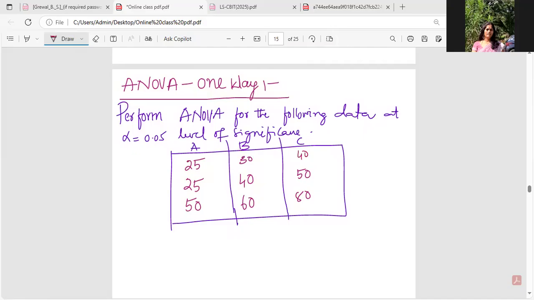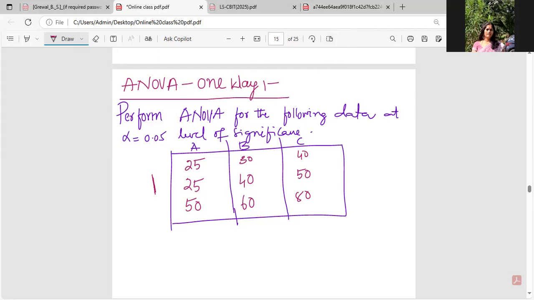Okay, let's see an example on ANOVA One Way. You are being given directly the question: perform ANOVA for the following data at alpha equal to 0.05 level of significance. Some values A, B, C are being given, and nothing else is given. If something like analyst and machine is given, then it goes to ANOVA two way. Since only A, B, C values are being given, ANOVA one way is what I will go with.